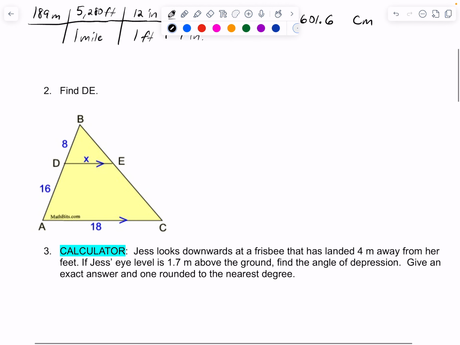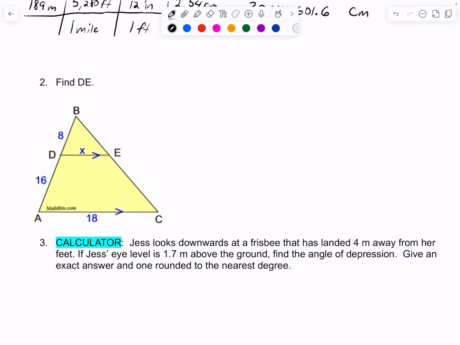Okay, number 2. We want to find DE. So we're going to first show that these are similar triangles. So I'm going to have my small triangle. Triangle BDE is similar to triangle BAC. All right. So when we look at this, we're going to set up, and this is where you want to be careful, right? Use that theorem sheet, because if this X and this 18 were over here, I would do this problem differently. Okay, so just keep that in mind.